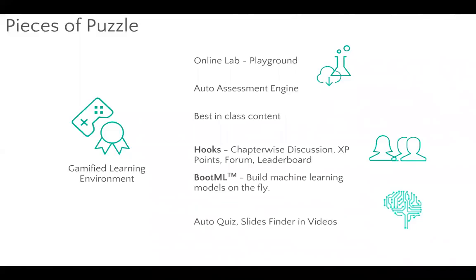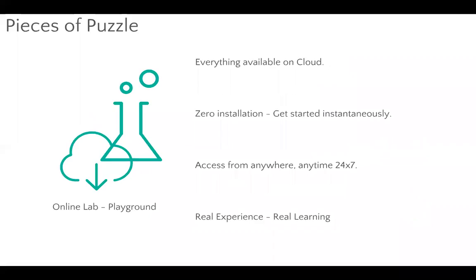One is chapter-wise discussion, every topic-wise discussion. Actually, there is a page, and under it there's a discussion, so you can discuss each and every concept. Then we have XP points, then we have a forum, and we have a leaderboard that basically helps you get back. Second is the BootML. We created an environment in which you can quickly create your machine learning notebooks by just walking through the steps. All right. We also did quite a few interesting innovations in order to make the learning fun.